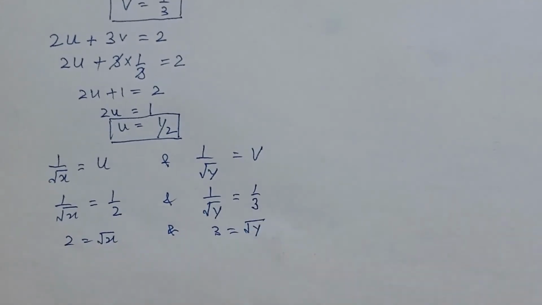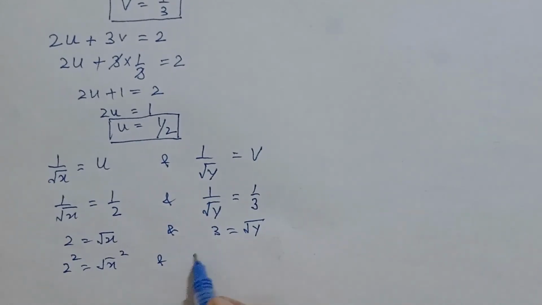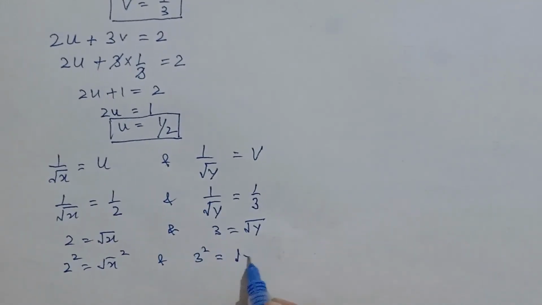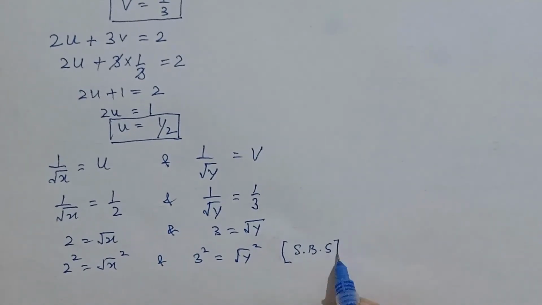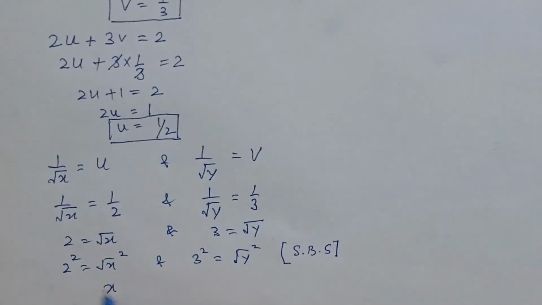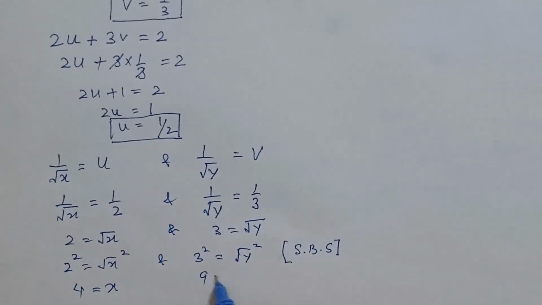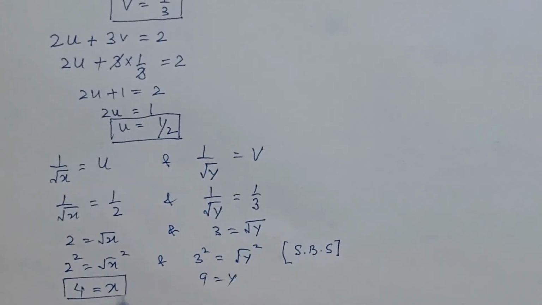These are the values of root x and root y, but we have to calculate the values of x and y. So squaring both sides. Here you will write squaring both sides. Now x is equal to 4 and y is equal to 9. These are the values of x and y.